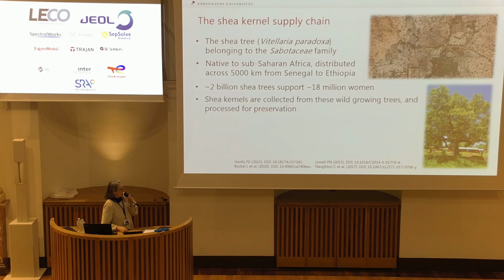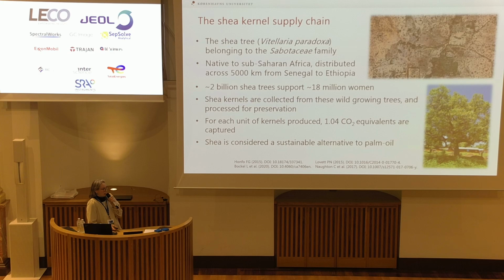So these shea kernels, they are collected from wild-growing trees, and then they're processed before they're either sold or used. And it's thought that for every unit we produce, we capture a little bit more in CO2 equivalents. So it's quite a sustainable type of crop. It's not a crop because it's wild-growing. And a very sustainable alternative to palm oil. So it is a super attractive commodity.